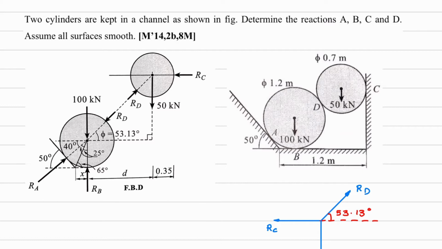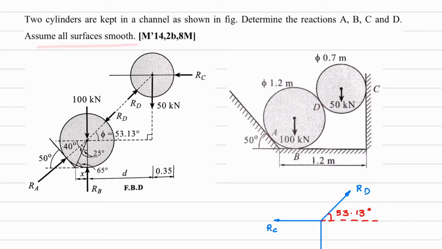First numerical: two cylinders are kept in a channel as shown in the figure. Here you can see this is one cylinder, this is another cylinder, and they are placed in this channel. Determine the reactions A, B, C, D. Here we have point A, here point B, this is point C, and this is point D. Here we have to find the reactions.